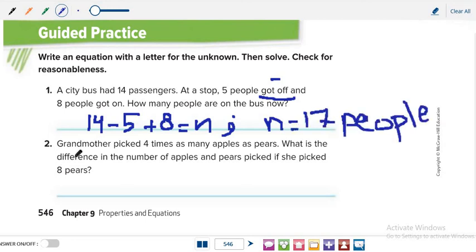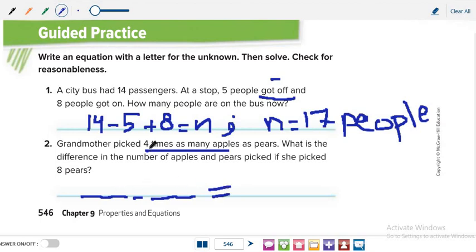Let's solve question number 2. Grandmother picked 4 times as many apples as pears. 4 times as many here suggests to multiply. Excellent, grade 3. What is the difference in the number of apples and pears picked if she picked 8 pears? What do you think, grade 3? We need to find the difference in the number of apples and pears picked. So, here we need to write the number of apples picked minus the number of pears picked equals what? This is what we need.